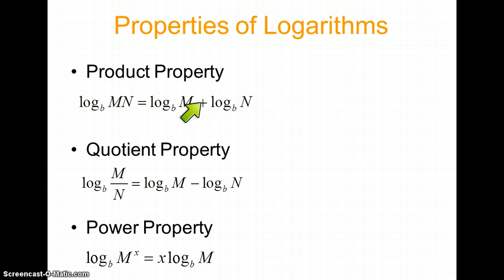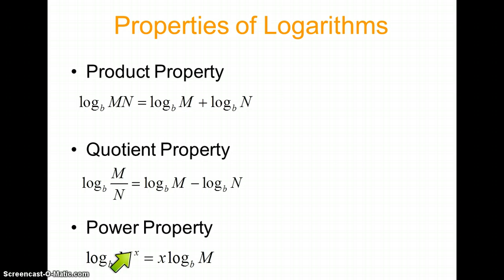Now, the properties work both directions, so you can either take a product and expand it out into the sum of the logarithms, or you can take the sum of the logarithms and combine them down into a single logarithm. So you can use these properties both ways. So then you got the quotient property, which says if you have a quotient in your logarithm, you can separate that into the difference of the two, noticing that it's the numerator minus the denominator here.